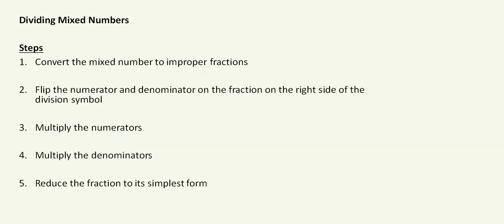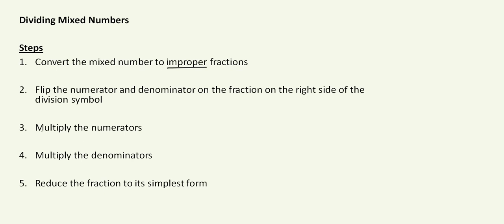Now, the first thing we're going to do when we're dividing mixed numbers is convert each of the mixed numbers to improper fractions. And then when you're done with that, you're going to flip the numerator and denominator on the fraction on the right side of the division symbol, and then change that division symbol to a multiplication.